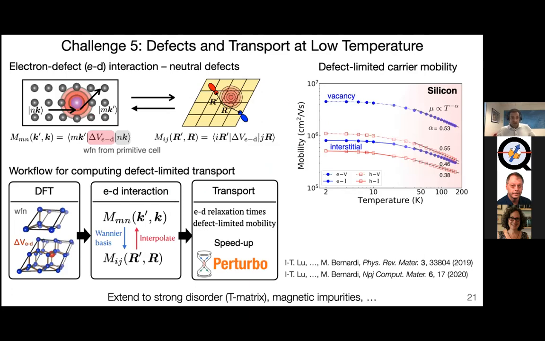The last topic that I wanted to describe: obviously, all materials have defects. So far, I focused mainly on phonon-limited transport, which is the main mechanism at room temperature. However, we've also developed tools to investigate electron-defect scattering. That's particularly important, for example, in oxides, which are usually heavily doped, and so the dopants have an effect even at high temperatures, but also to describe transport at low temperature, which is typically defect limited.